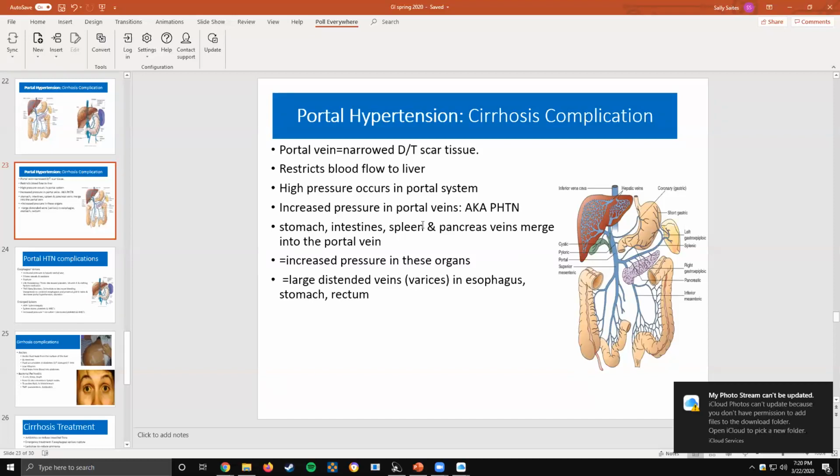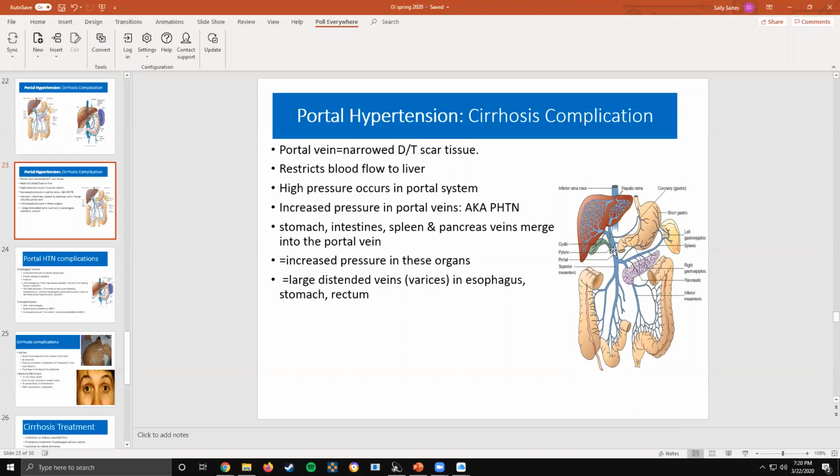The stomach, intestine, spleen, and pancreas veins all merge into that portal vein, and that increases the pressure in these organs. So if we have high pressure in this portal vein system, and it's not able to go into the liver because of the damage, then it's going to back up into these organs. So you're going to get splenomegaly, which is an enlargement of the spleen. The pancreas is going to become enlarged, the gallbladder, and so on.